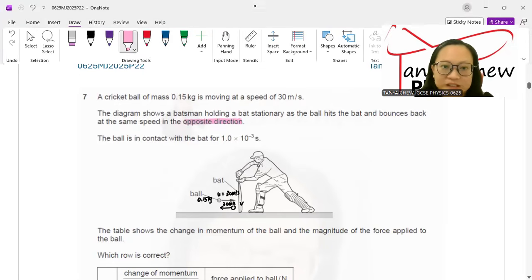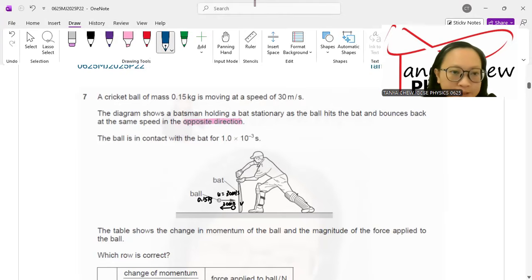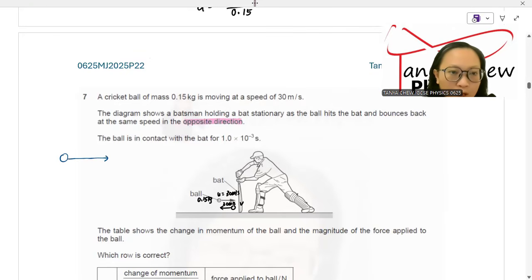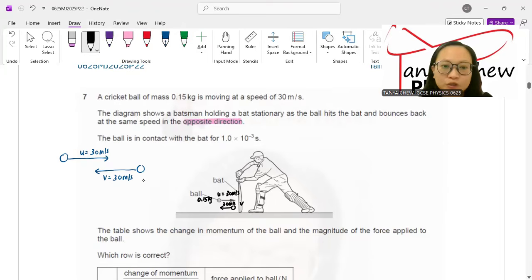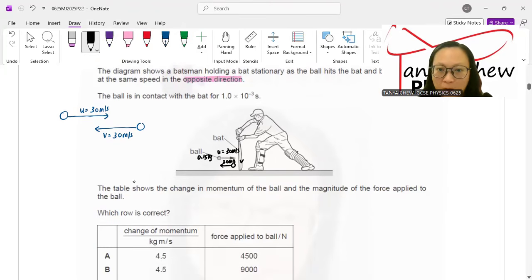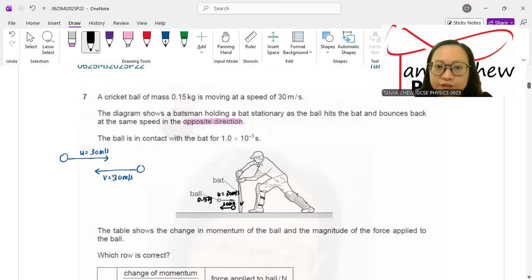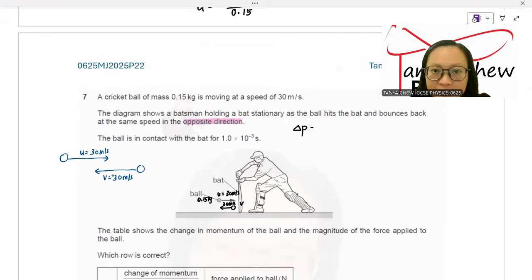I'm going to redraw it because this is too small. Now, this is the ball going with the initial velocity of 30 meter per second. And then after that, the ball rebounds with the same speed. The final velocity is also 30 meter per second. The ball is in contact with the bat for 1 times 10 to the power negative 3 seconds. The table shows the change in momentum of the ball and the magnitude of the force applied to the ball. Now, which row is correct? Change in momentum is equal to final momentum minus initial momentum.